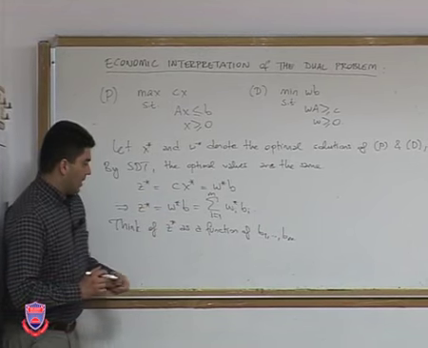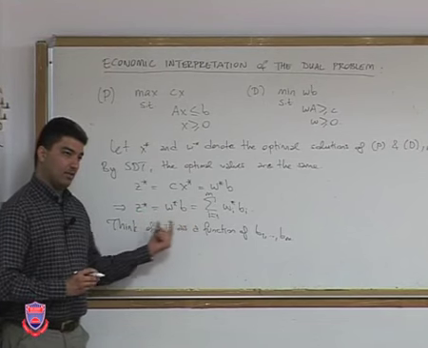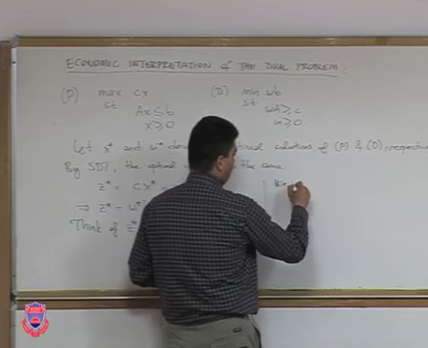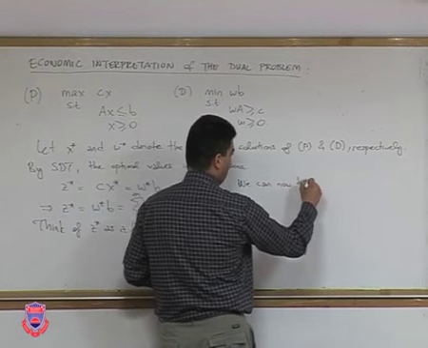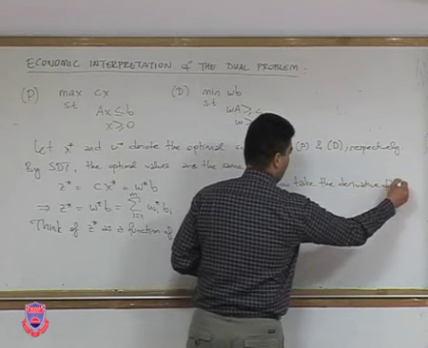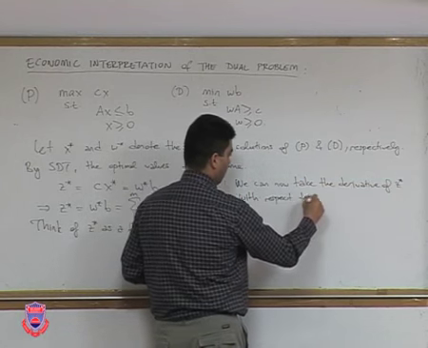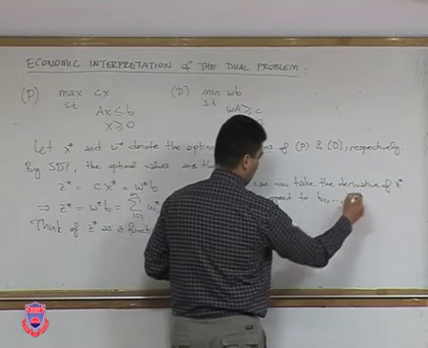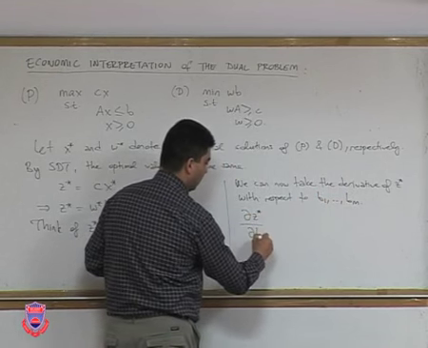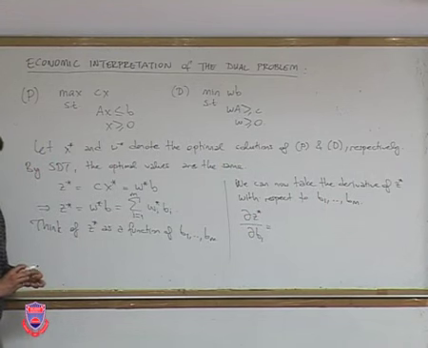Now, if I view Z star as a function of b1 through bm, then I can take the derivatives of Z star with respect to these variables. That's exactly what I'm going to do. We can now take the derivative of Z star with respect to right-hand side values. In particular, let me look at the derivative with respect to b1. This is a partial derivative of Z star with respect to b1. That's the notation that we use.